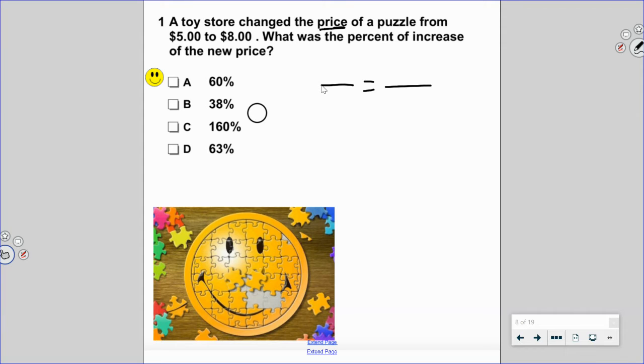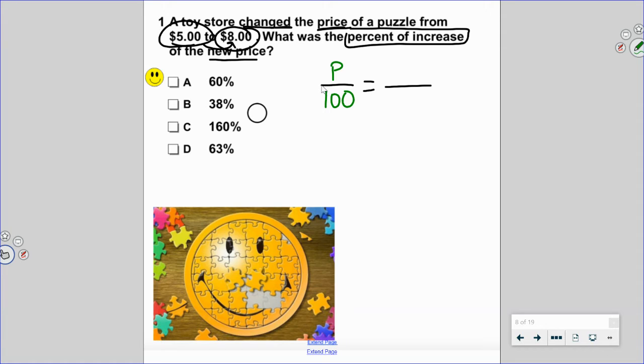Toy store changed the price. So immediately I'm thinking, oh, change. Percent of increase of the new price was at 5, went up to 8. All right, question. What they're asking for here is what is the percent? So I'm always going to write percent compared to 100. You can use X, P, N, any variable you wish. You could even go to Greek letters if you want.